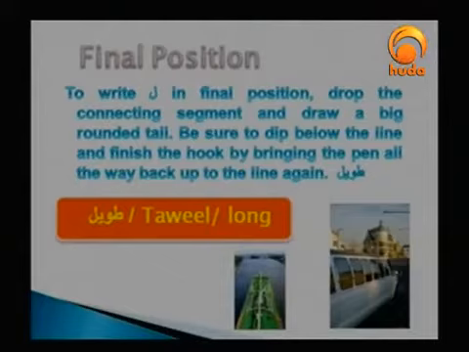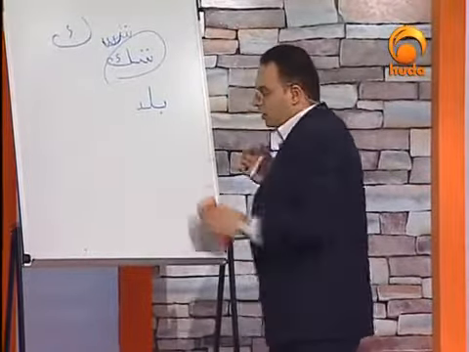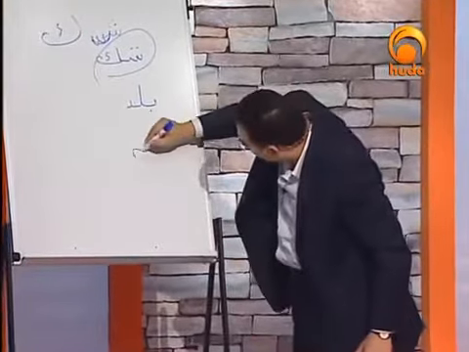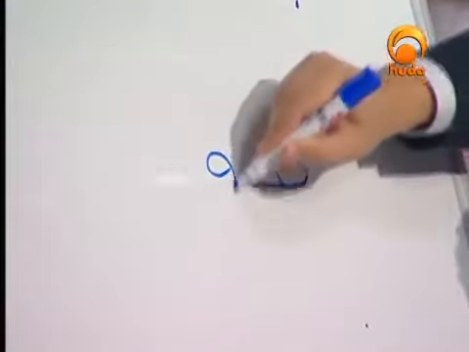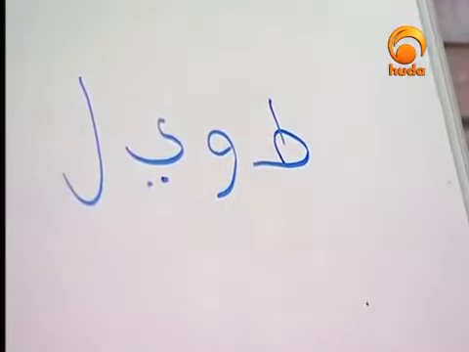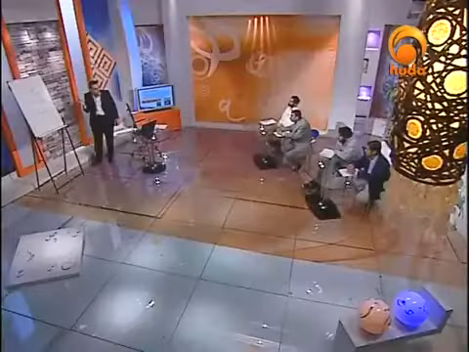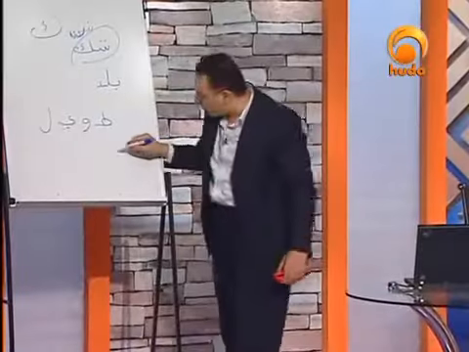Let me write one word here, which is tawil. In tawil, the word starts with ta. Here is ta and wa, and then we have ya, and then we have la. Can you see that? How many letters here? It's 4. Okay, let me combine them together.